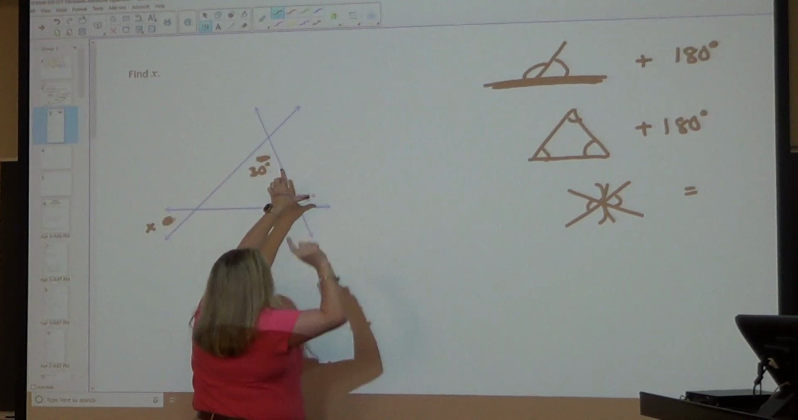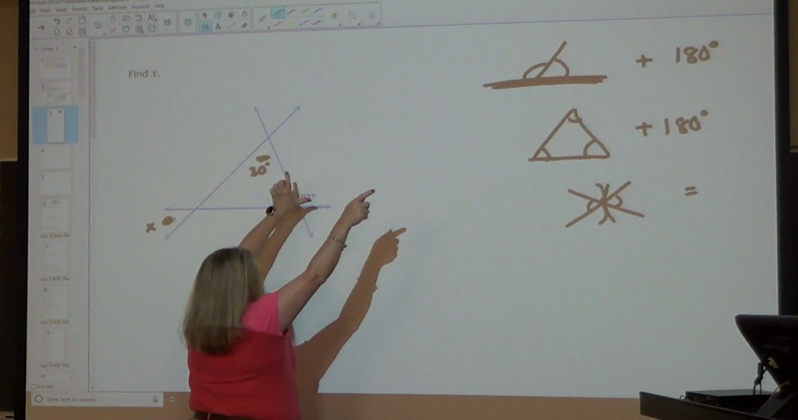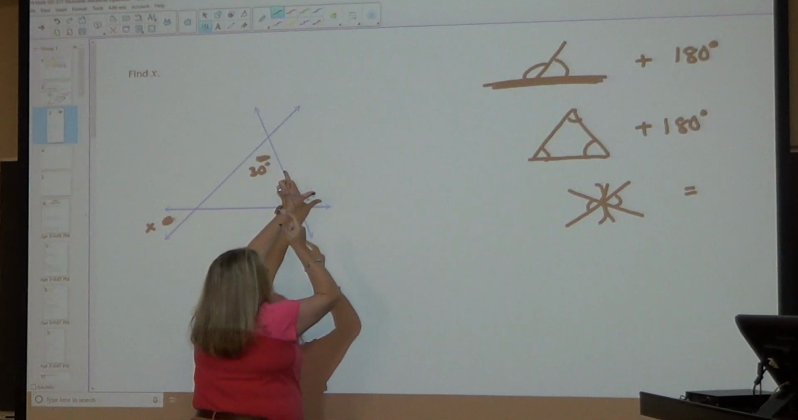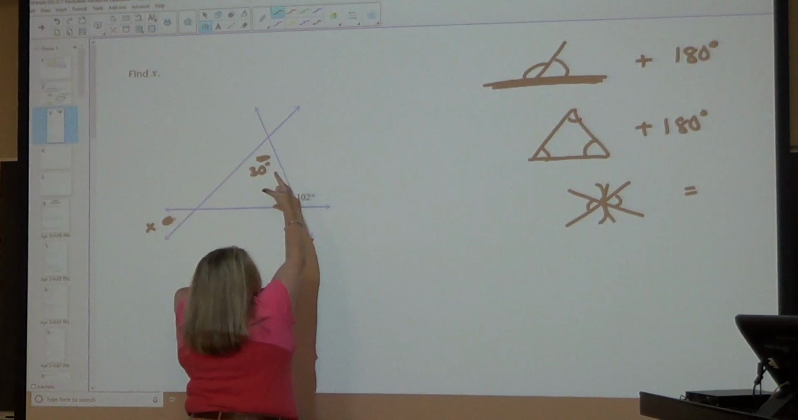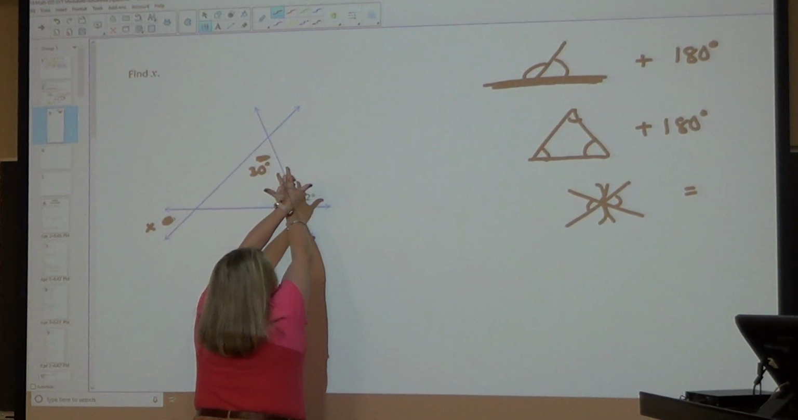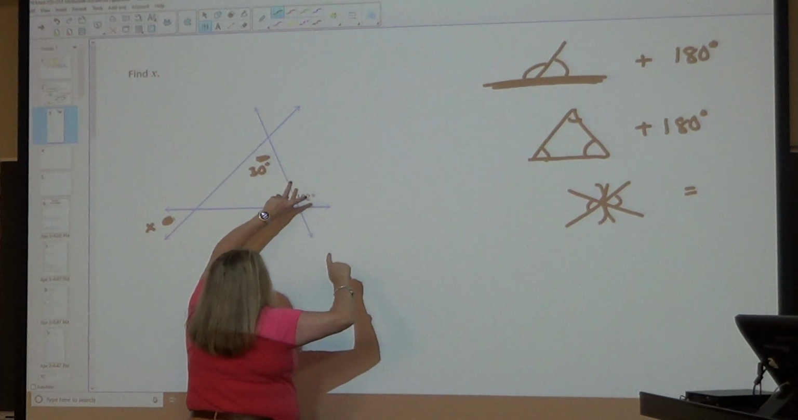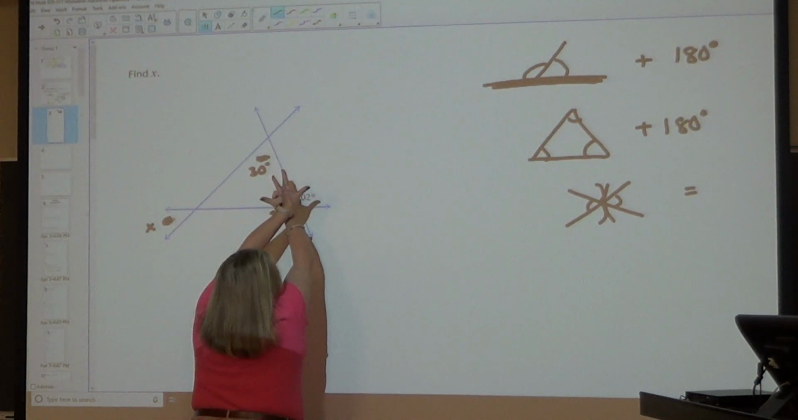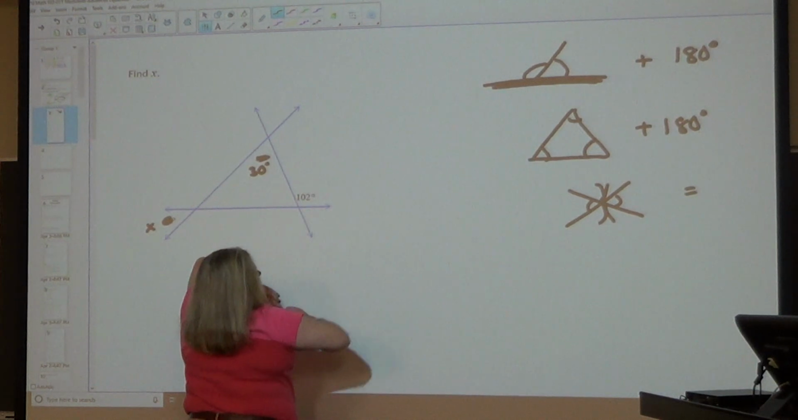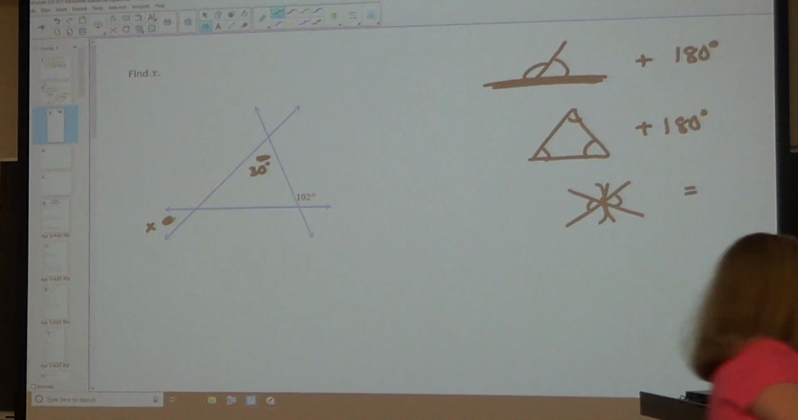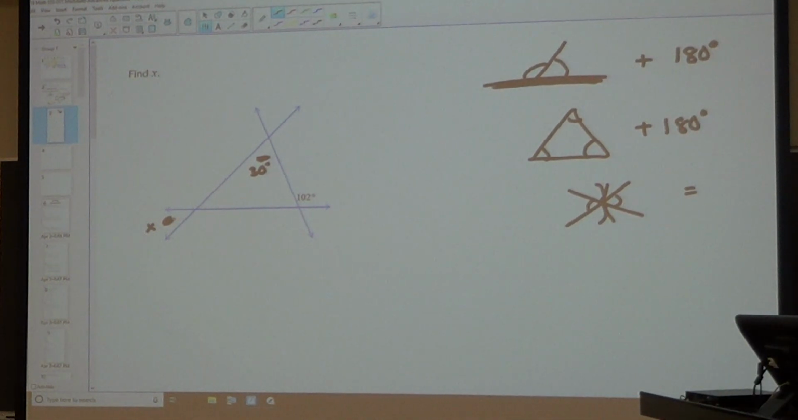So, this angle is outside the triangle. We want to jump inside the triangle. So, we have this angle, we want to get this angle. What do we know about those 2 angles? Which rule is that going to be? We have outside the triangle, we want to jump inside the triangle. Is it the first one? The first one. Let me show you.